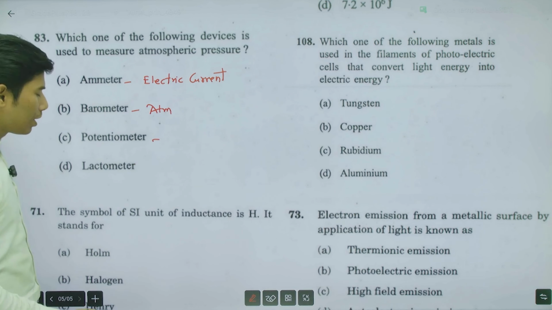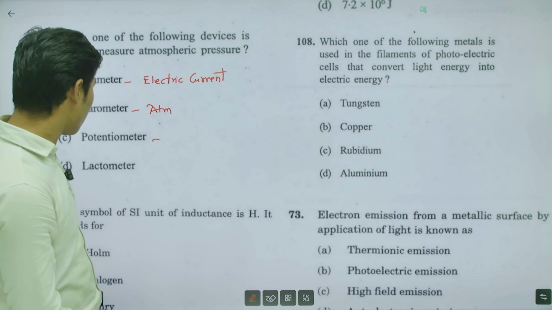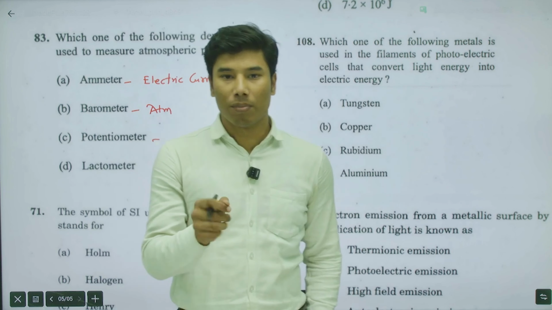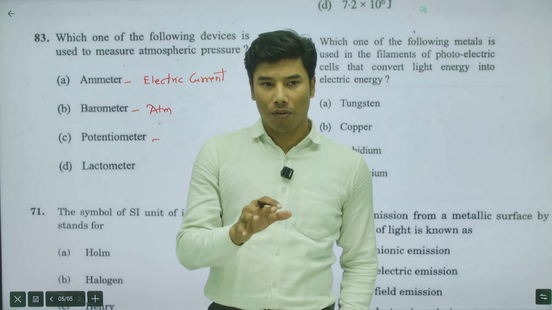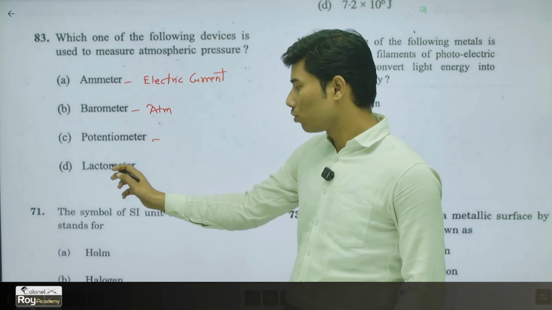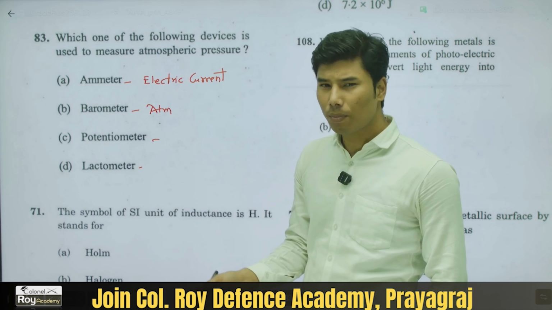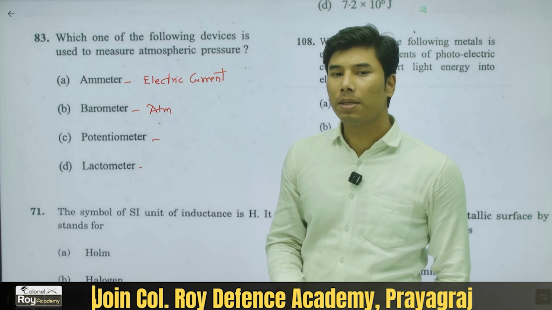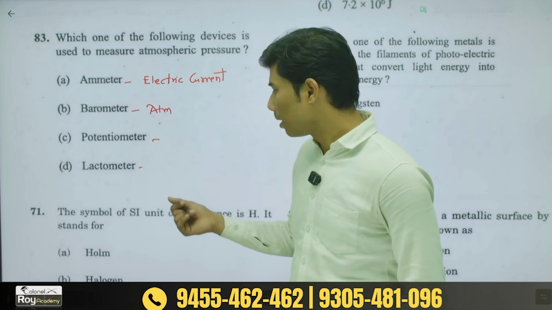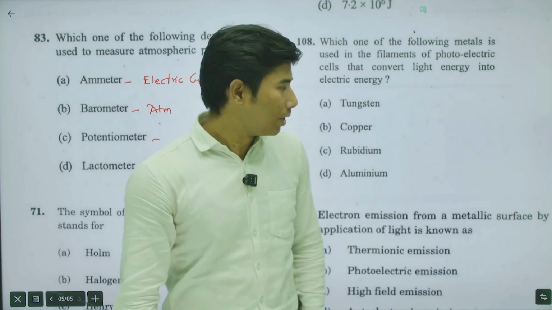What is the use of potentiometer? Potentiometer is basically used wherever we see the volume button, the volume of anything, that is by the potentiometer. What is the use of lactometer? Lactometer is used to measure the purity of milk, or how much percentage of water is in the milk, that is done by the lactometer.